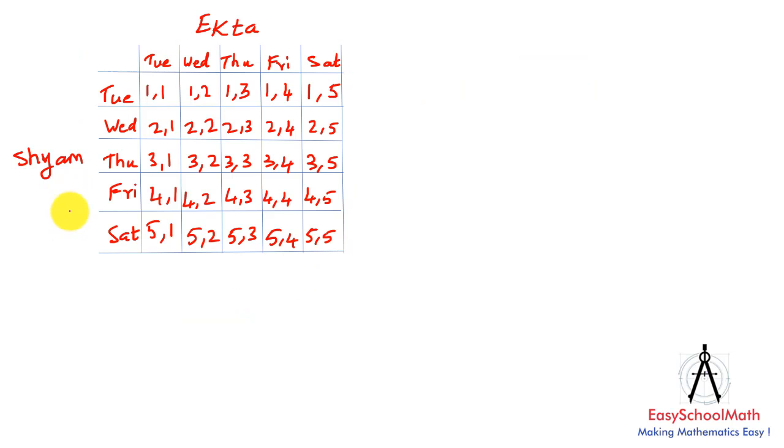Now let's tabulate all the possibilities. This side of the table is the days on which Sham is visiting. This side of the table is the days on which Ekta is visiting. Now 1,1 here refers that Sham is visiting on a Tuesday and Ekta is also visiting on a Tuesday. 1,2 means Sham is visiting on a Tuesday while Ekta is visiting on a Wednesday. Same way, 2,1 means Sham is visiting on a Wednesday but Ekta is visiting on a Tuesday. Like this, you can fill out all the possibilities, right? So that means, what is n, the sample size? The total number of possibilities is nothing but 5 into 5, the square of 5. So totally if you count, you will get 25 possibilities. So this will be the denominator in our calculation.